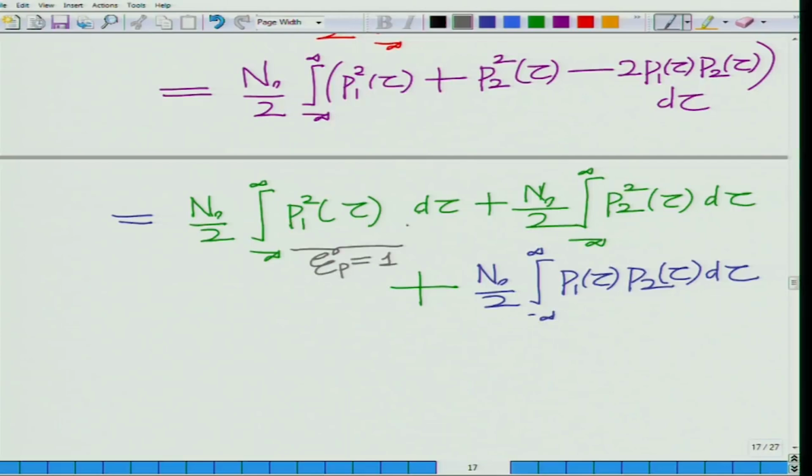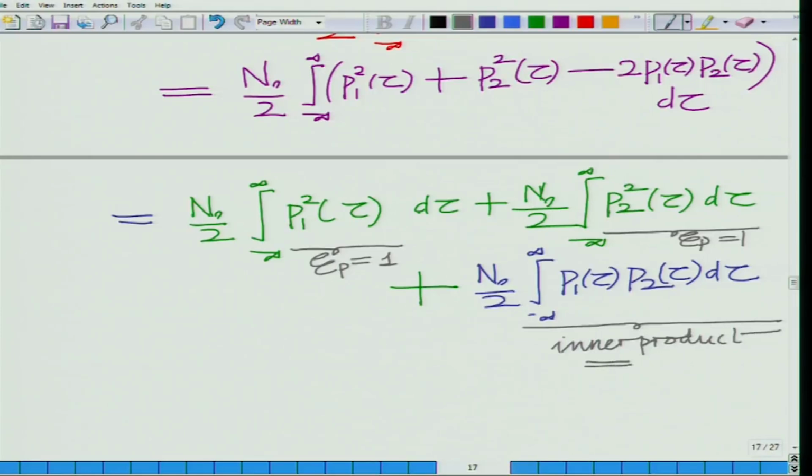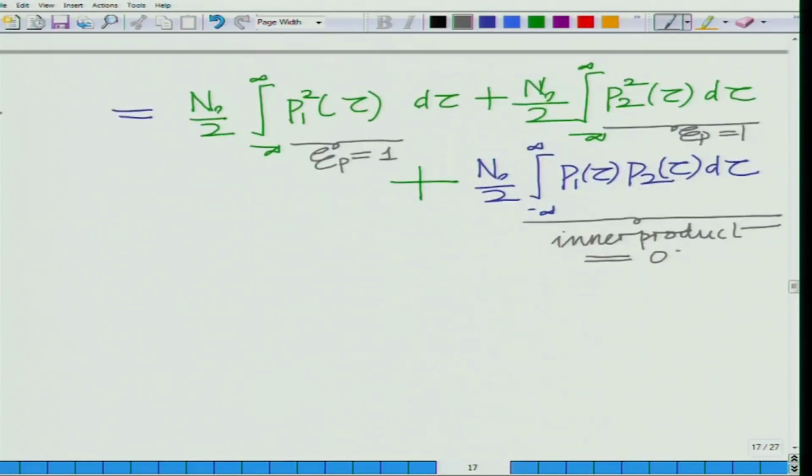Now, you can see once again this integral of P1 square tau d tau is EP, the energy of the pulse, which is 1. The integral of P2 square tau d tau is also EP, which is equal to 1. And this is once again the inner product between P1 and P2, which is equal to 0. So what remains is the noise power or noise variance: n naught by 2 plus n naught by 2, setting EP equal to 1, plus 0, which is equal to n naught.